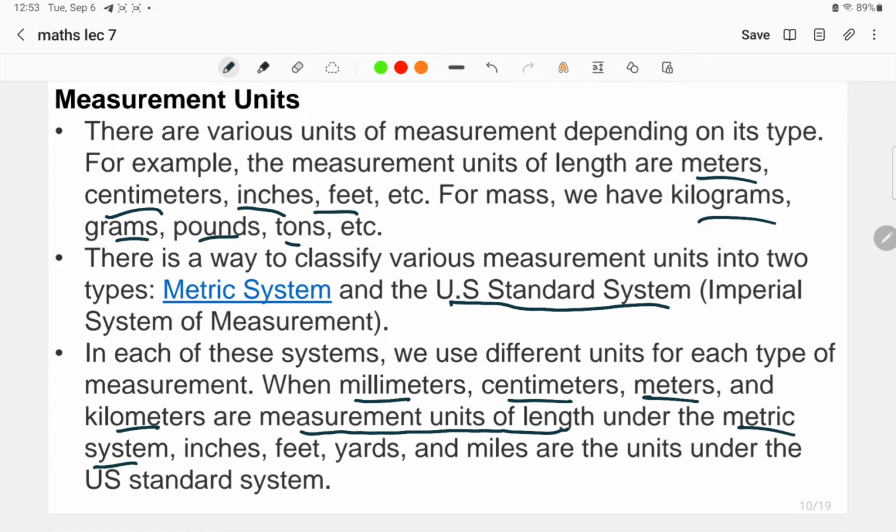Now under the metric system, the measurement units of length are what? Millimeter, centimeter, meter and kilometer. Moving on to the US standard system, the units used are inches, feet, yard and miles. For measuring length, we can use the metric system and also the US standard system, right? In the metric system there are units like millimeter, centimeter, meter and kilometer, and in the US standard system we use inches, feet, yard and miles.